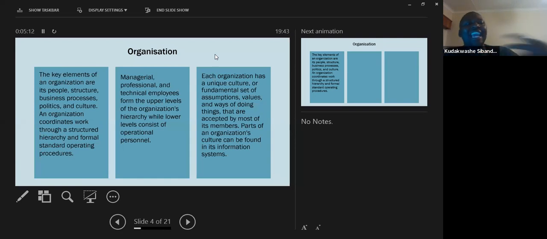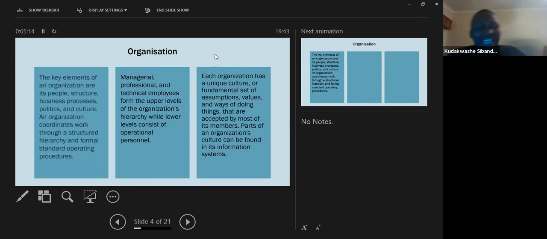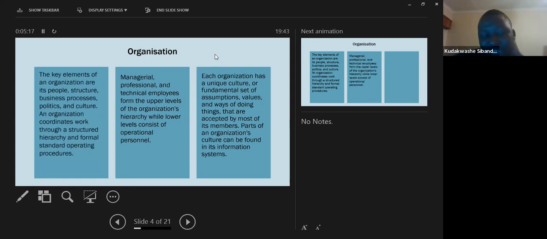So the key elements of an organization are its people, the people themselves, and the structure, the organizational structure. When we're talking about the organizational structure, we're talking about the hierarchy, right? How is the organization formed? Does it use a hierarchical structure? Does it use a horizontal structure? There are so many organizational structures out there, maybe matrix and so forth, right?